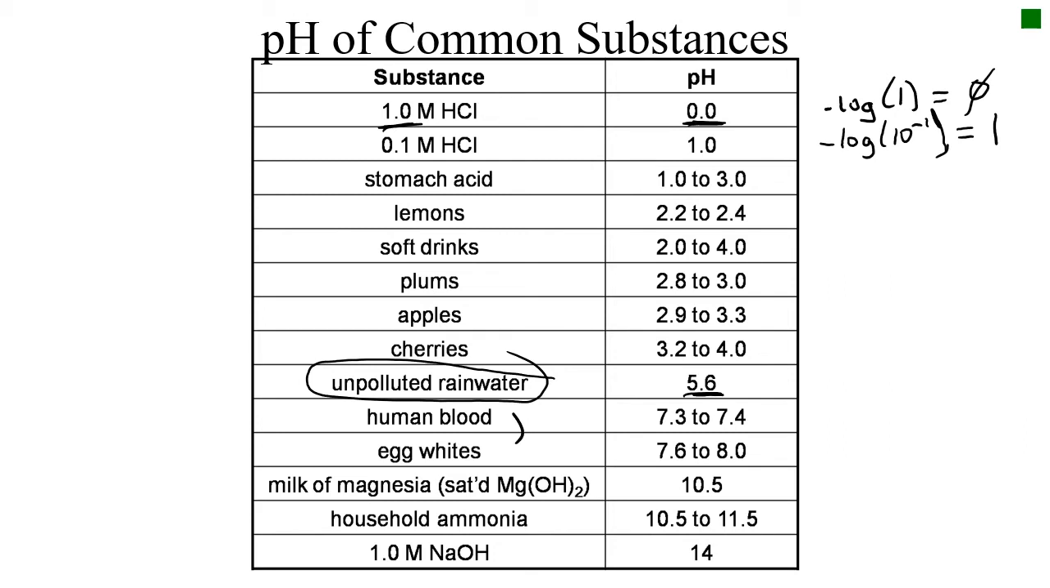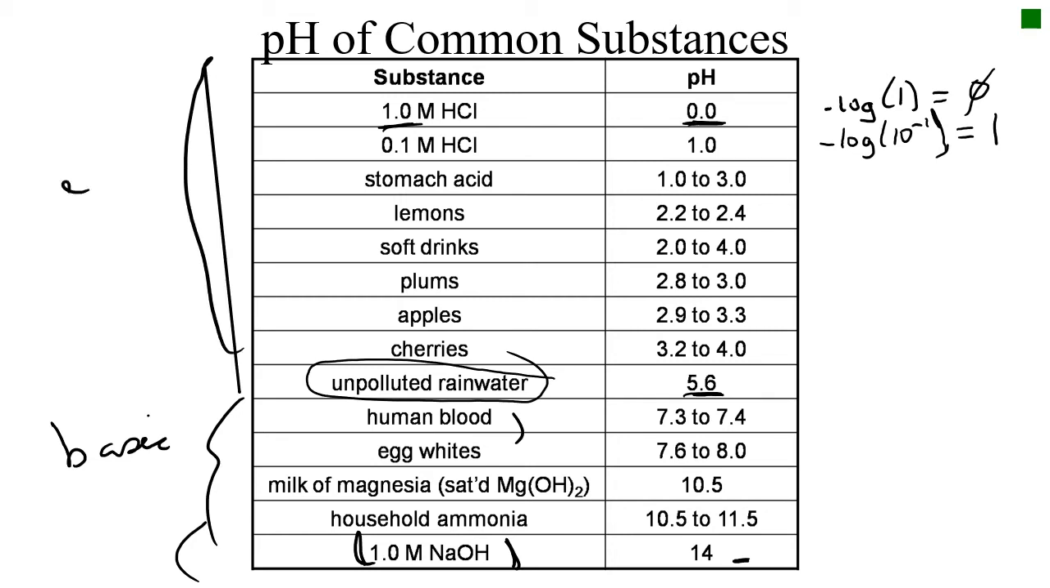Your blood is between a pH of 7.3 to 7.4, and we're going to do some math. We're going to realize that 1 molar sodium hydroxide is going to have a pH of 14. These guys are going to be basic, and everything down here is going to be acidic.